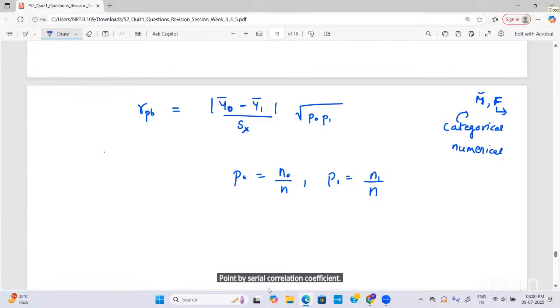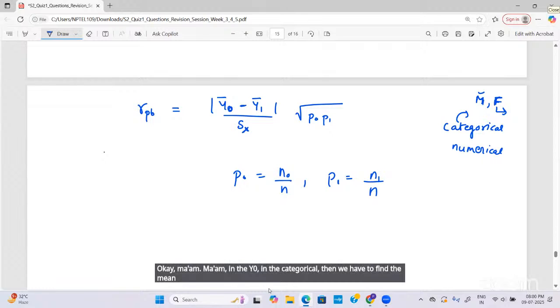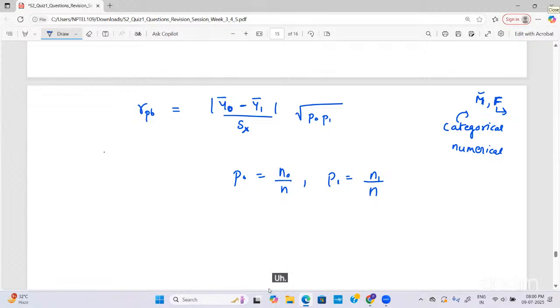Ma'am, in the y0, in the categorical, when you have to find the mean of it, you're supposed to add 1 plus 0 plus 1 and then divide by the total and get the mean, right?